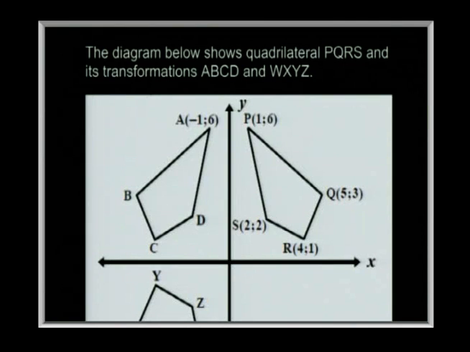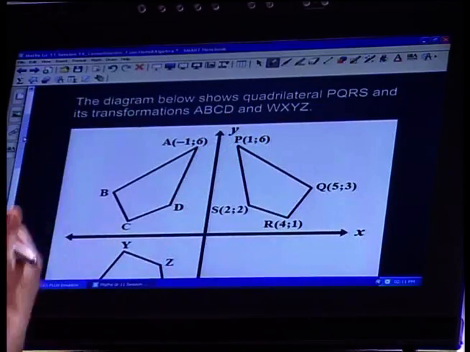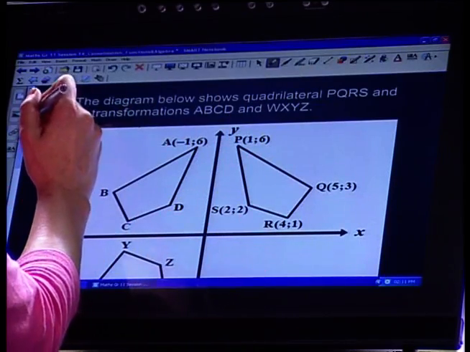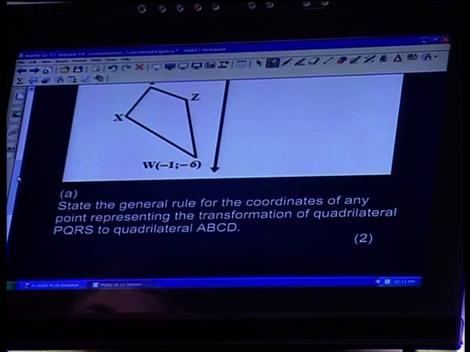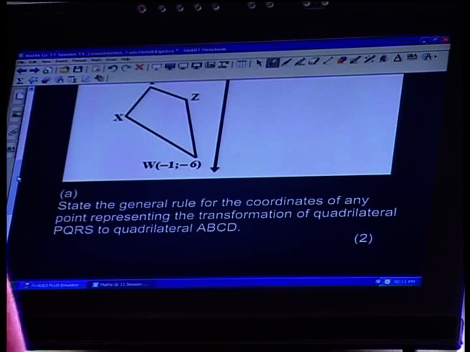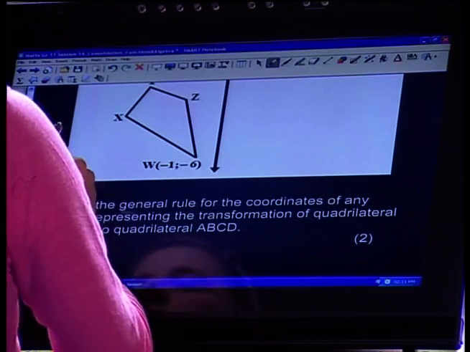So before we even look at the question, we can say, well, what can I see going on there? Well, perhaps these two are reflections of each other in the y-axis. Not too bad. Okay, first question. State the general rule for the coordinate of any point representing the transformation of quadrilateral PQRS to quadrilateral ABCD.